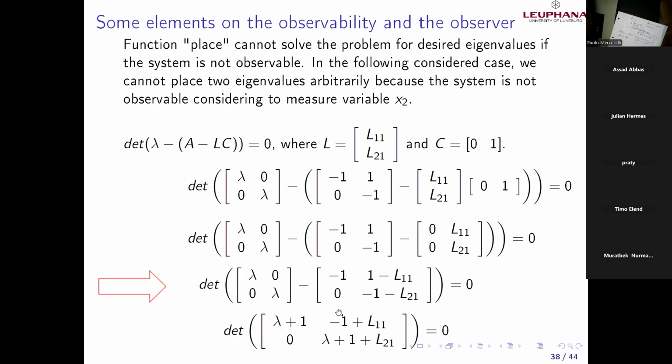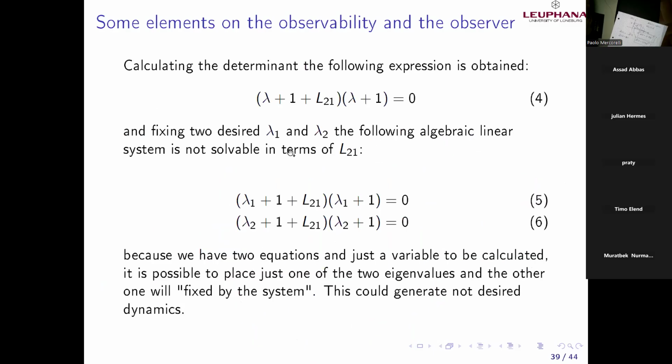For a non-engineer, it's a little bit difficult. I don't know if you did something similar in gymnasium. But anyway, the determinant means this element here multiplied by this, minus this element here multiplied by this, which is 0. This means 0 will annihilate L11. Therefore, we don't have L11.